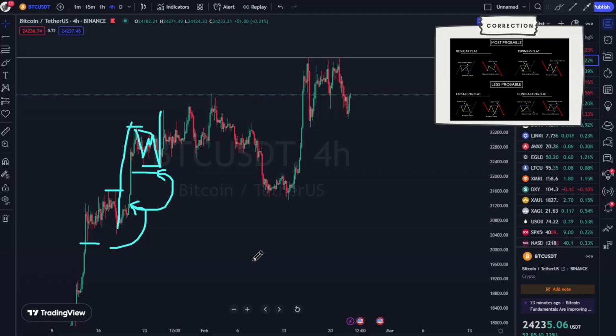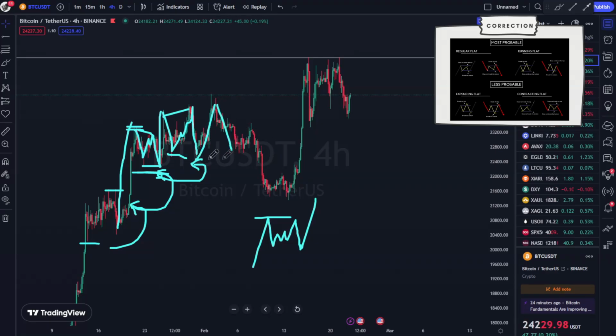Just like I said, every time you have a correction, your goal is to break the top and take TP at the top. So you take TP right there, you move the stop loss under, wait for the other correction. This was a running flat. So you move it right there, and you do that until you get your stop loss hit. And if you get hit, that means that you're going for a bigger correction, just like this one.